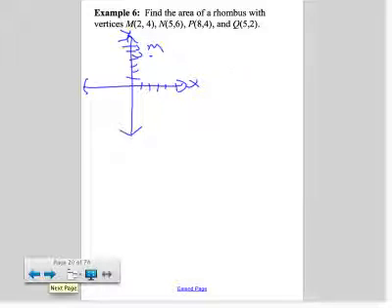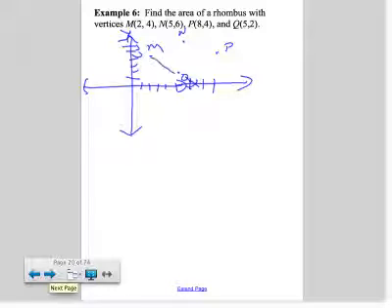So there's N. P is 8, 4. Keep going out this way. So 5, 6, 7, 8, 4. There's P. And then Q is 5, 2. So 5, 2.